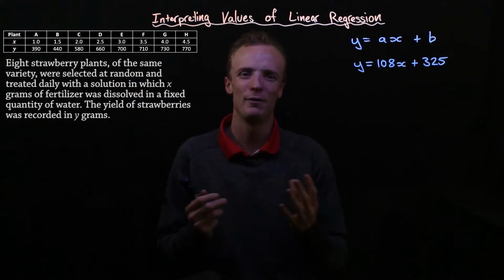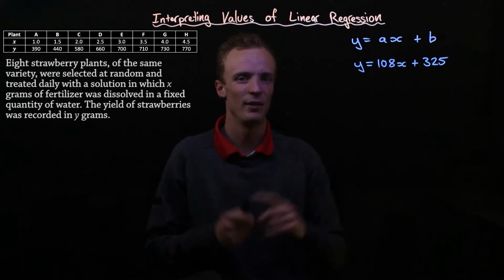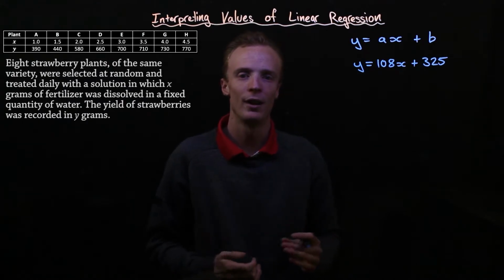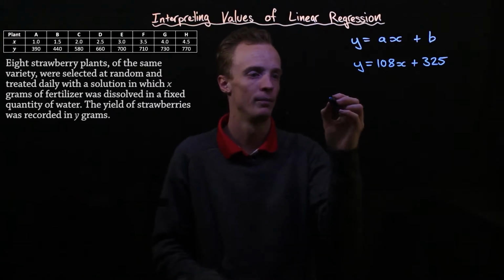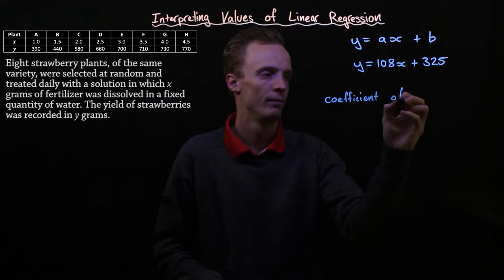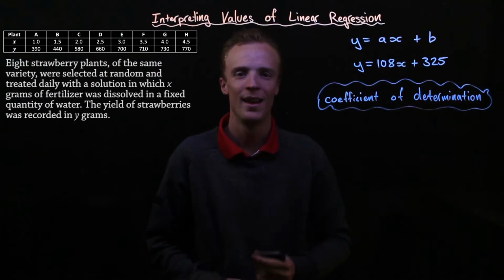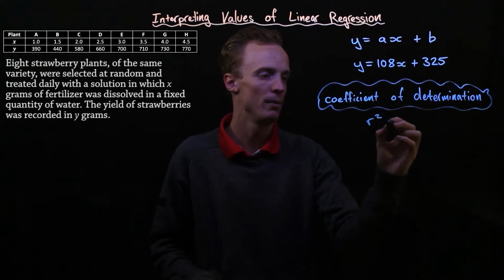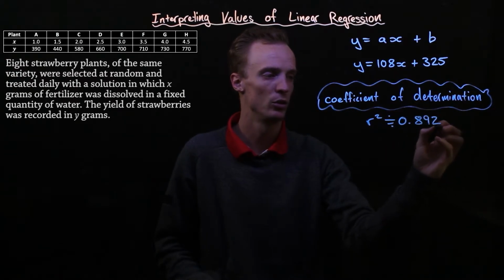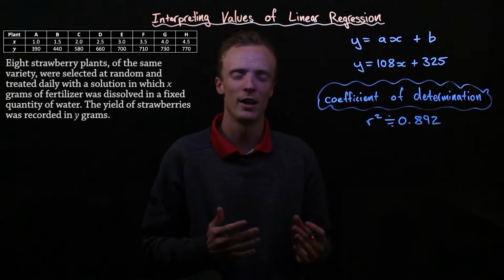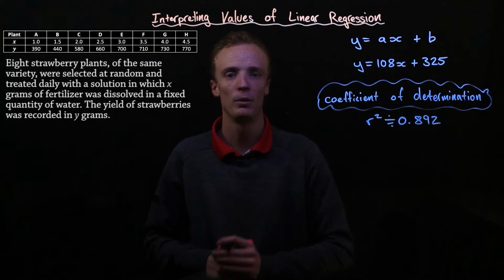But these weren't the only values that we got from that video. We also got an r value and an r squared value. But we're going to have a closer look at the r squared value, which is also known as the coefficient of determination. And the r squared value in our problem here was approximately equal to 0.892. Now, the coefficient of determination can be used to determine how strongly related two variables are between each other.